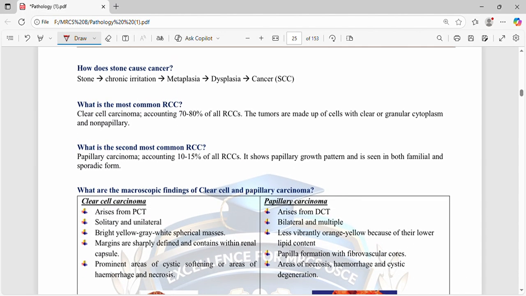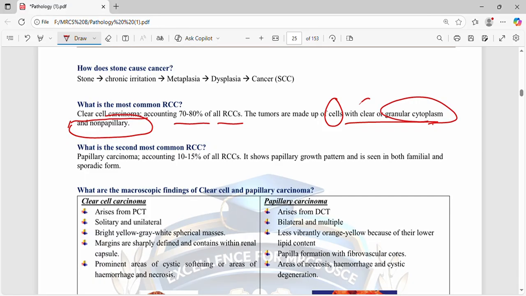How does a stone cause cancer? Stone causes chronic irritation, then metaplasia, dysplasia, and cancer. What is the most common RCC? Clear cell carcinoma. RCC has several morphological types. Clear cell carcinoma is the most common, accounting for 70 to 80% of all carcinomas. The tumors are made up of cells with clear or granular cytoplasm and are non-papillary.